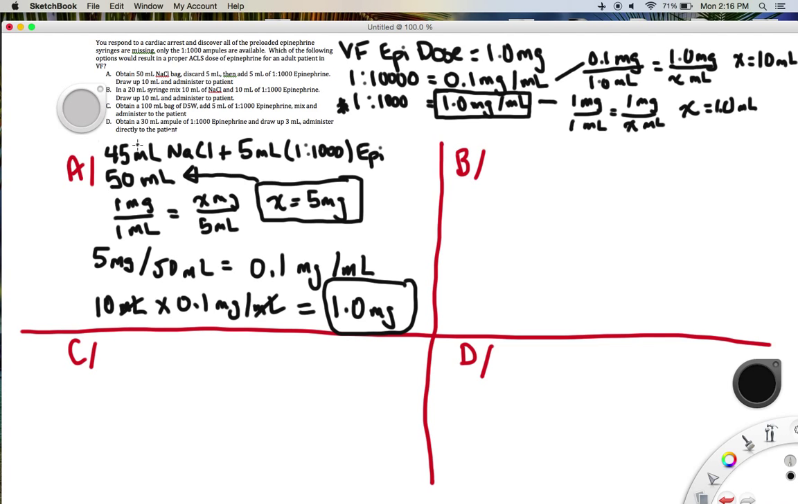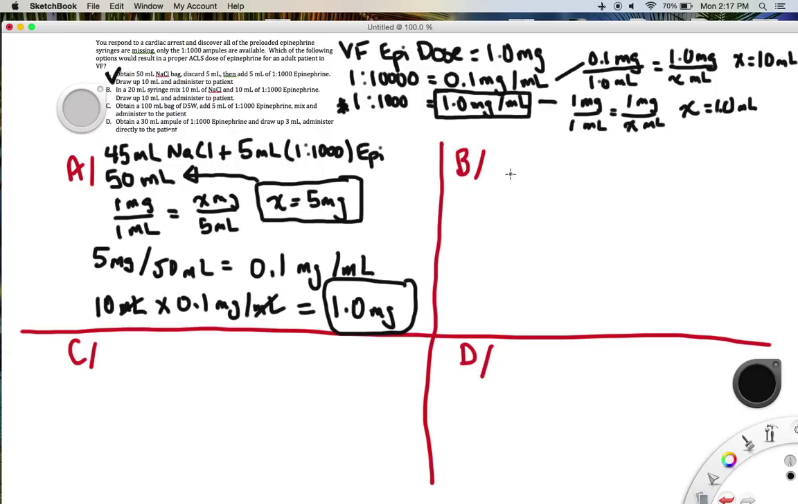By taking 50 mils, withdrawing 5 of it, and adding 5 mils of 1 in 1,000, we've made the same concentration as our preload. We've made a little mini bag of 1 in 10,000. So our concentration is 0.1 milligram per mil. If we take 10 mils of that, we're giving the proper dose. So A turned out to be right. Let's just go through the other ones just to make sure this is clear.